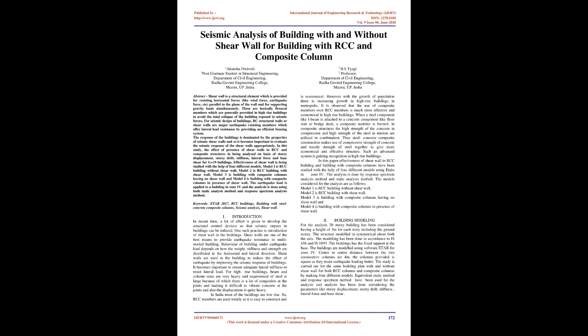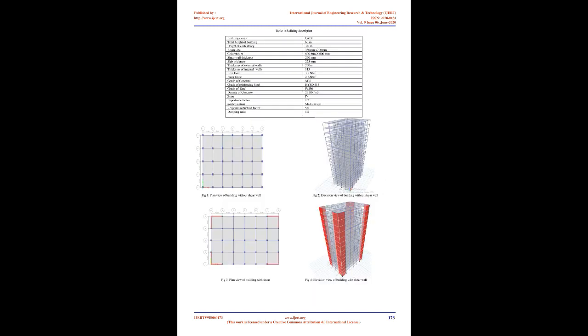In this study, the effect of presence of shear walls in RCC and composite structures is being analyzed on basis of storey displacement, storey drift, stiffness, lateral force and base shear for G+19 buildings. Effectiveness of shear wall is being studied with the help of 4 different models. Model 1 is RCC building without shear wall, Model 2 is RCC building with shear wall, Model 3 is building with composite columns having no shear wall, and Model 4 is building with composite columns in presence of shear wall.